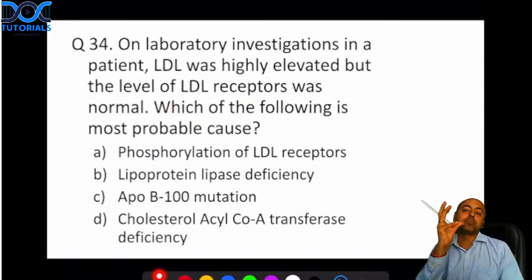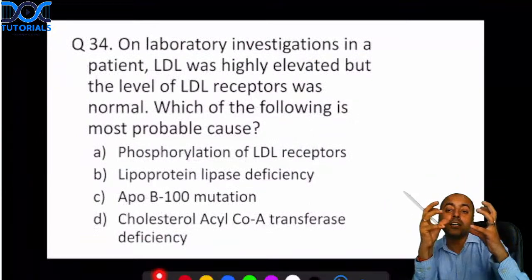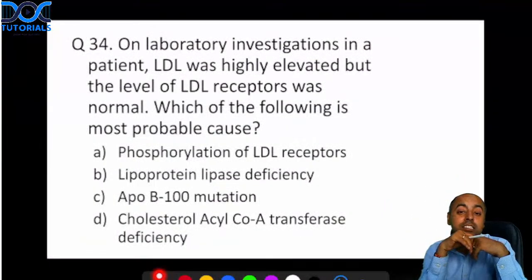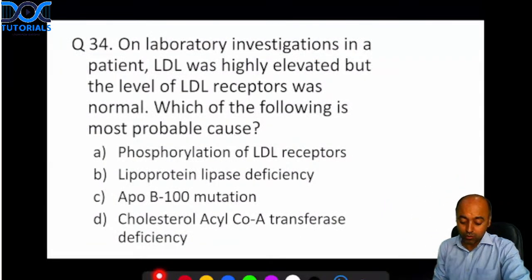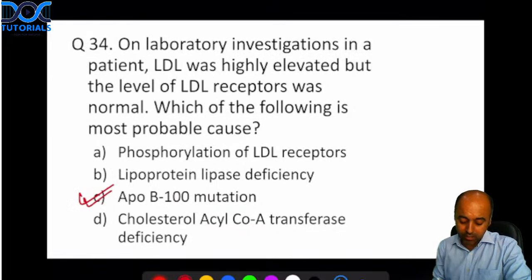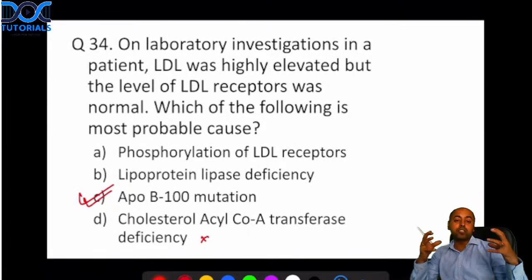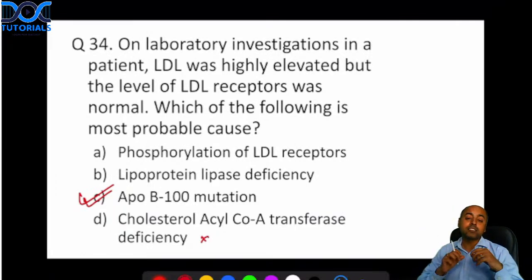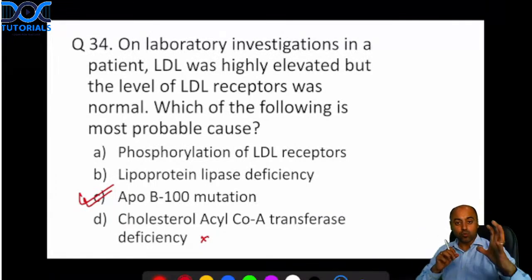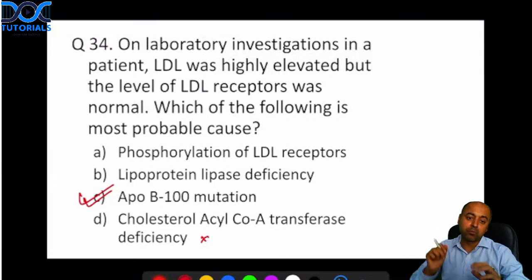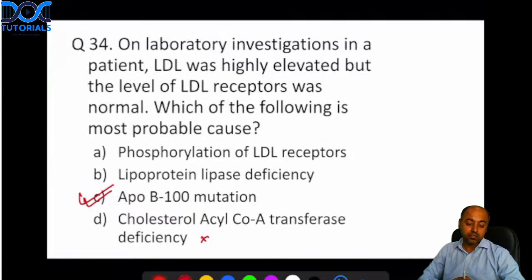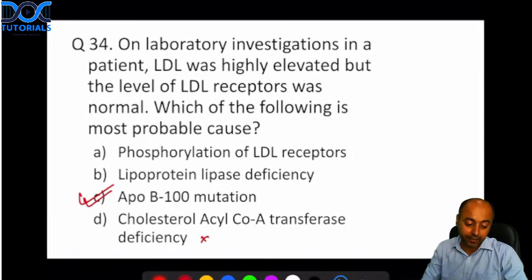So now see, the LDL receptor has to interact with the ligand. The ligand in this case is B100. So we have to look at B100. The options are phosphorylation of LDL receptor, lipoprotein lipase deficiency, B100 mutation. This should be the correct answer. So the receptor has to interact with the ligand. The ligand in this case is B100. So if the receptor is okay, then the ligand should have the problem, which in this case is the ApoB100.